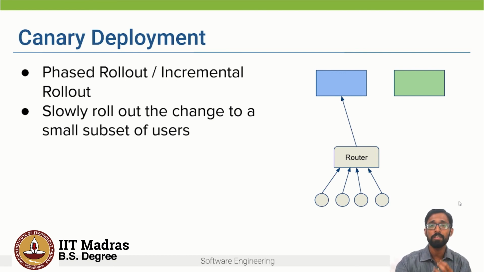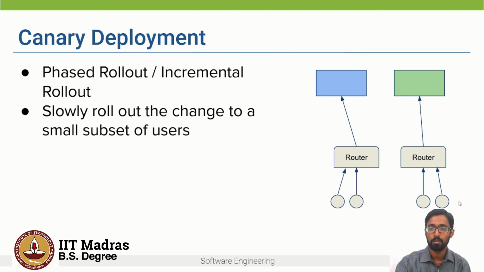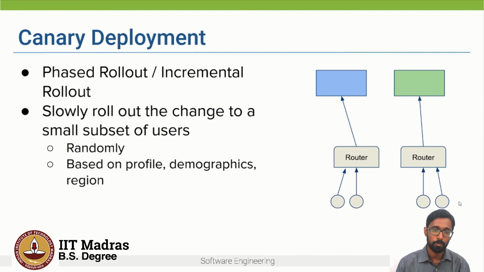Now, how do we select which users to send it to? One way is to do it randomly, or based on user profiles or demographics, or maybe even for geographically distributed users. Let's say there are multiple servers in different locations. We might roll out to a particular region first, see if it is working properly there, and then roll it out incrementally to other places as well.